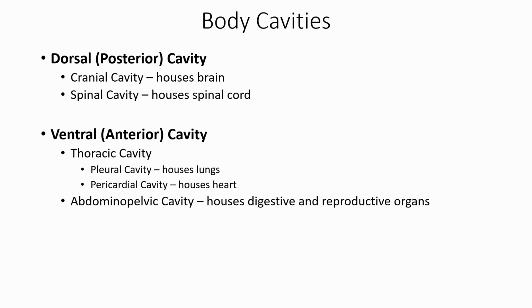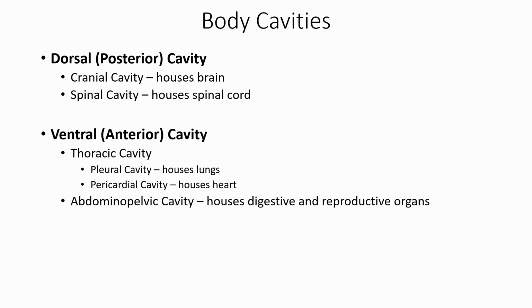So now let's get into some of the body cavities, some other ways that we can divide up the body. We have the dorsal or the posterior cavity. This is where we focus on the nervous system. So the cranial cavity and the spinal cavity. Cranial cavity houses the brain. Spinal cavity houses the spinal cord.